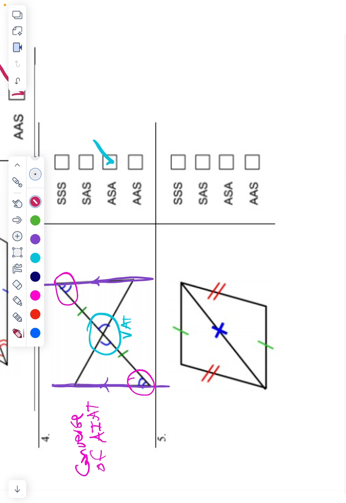All right, and then down here, this one is what? Side, side, side. You're not going to get a whole bunch of side, side, side proofs, but they come up. So just keep your eyes peeled for them. How'd that go?